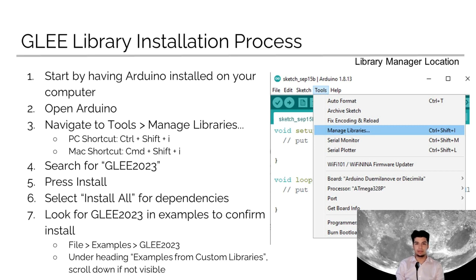Next, you're going to want to navigate to Tools and Manage Libraries. Once you click on Manage Libraries, you should see a small window pop up where you can select or search GLEE 2023. Install it, and make sure to click Install All for dependencies.